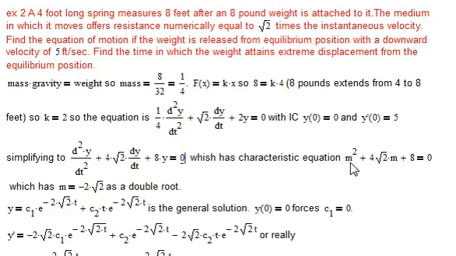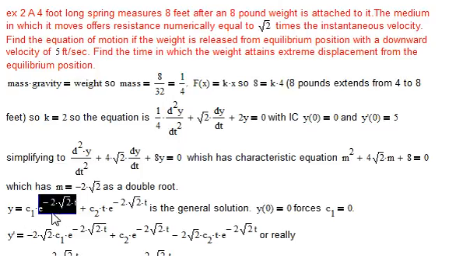Characteristic equation, m squared plus 4 square roots of 2 m plus 8 equals 0, which has m equals negative 2 square roots of 2 as its double root. So our solution of the homogeneous equation would be c1 e to the negative 2 square roots of 2 t plus c2 times t times e to the negative 2 square roots of 2 t. So that's the general solution.